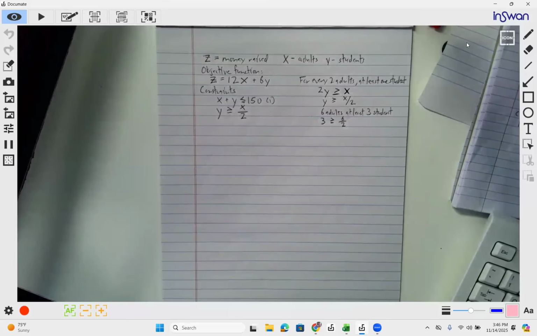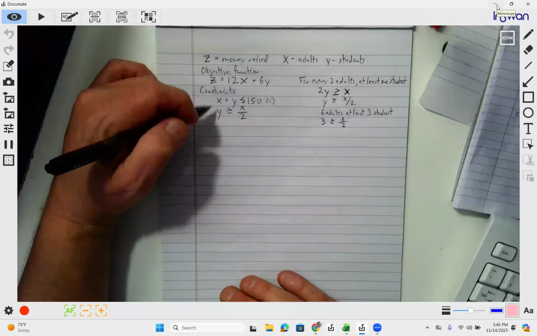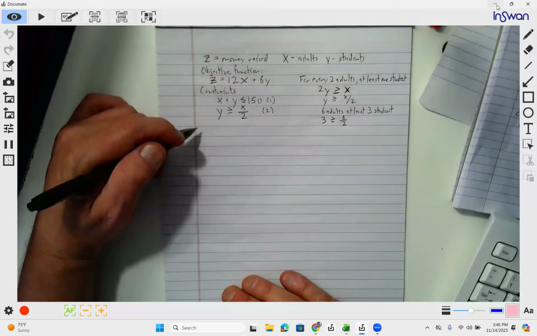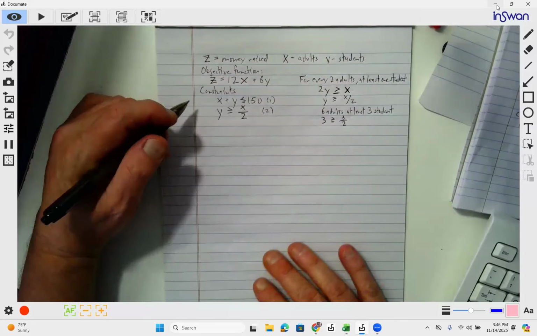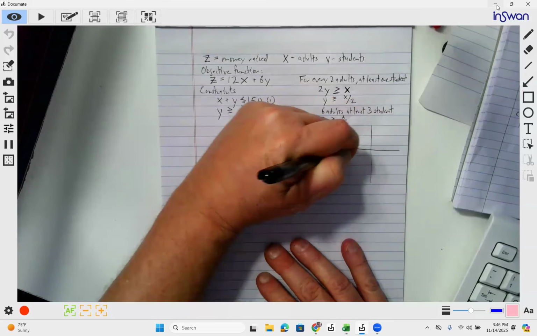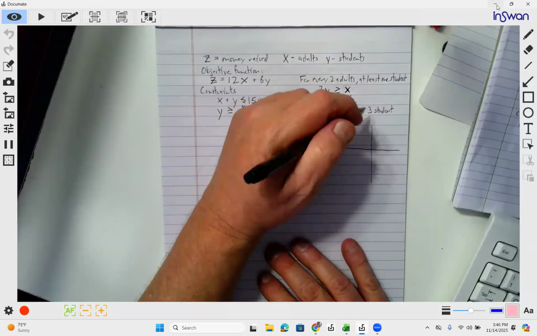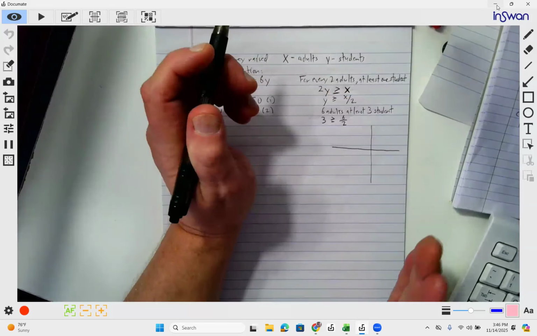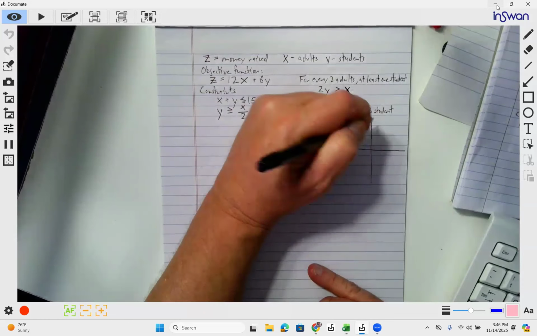So we've got our constraints. We've got x plus y is less than or equal to 150, and y is greater than or equal to x over 2. So those are our constraints. Now, what do I want to do? I want to graph them, right? And I know I don't even need the left side of the graph. I'm not even sure why I drew it, because you can't have 0 students or less than 0 students, or we really only need the top right quadrant of this, right?